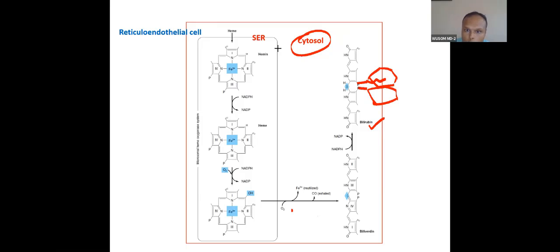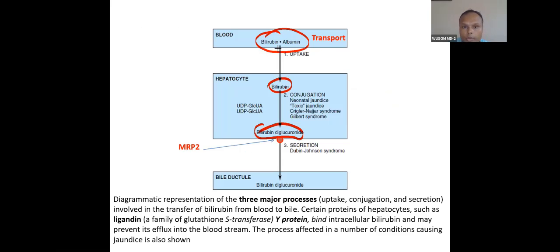This makes it more soluble. Glucuronic acid has many OH groups, glucose has many OH groups, plus a COOH group. That is why bilirubin diglucuronide will be soluble. Unconjugated bilirubin is insoluble in water and soluble in lipid. Now this bilirubin will be excreted into the bile duct, and through the bile duct it will reach the large intestine.